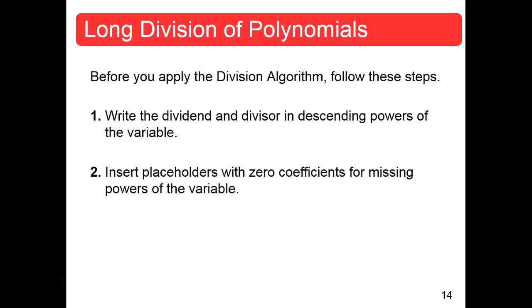Now, what I said already, here they're saying now. Before you apply the division algorithm, follow these steps. Before you do long division of polynomial functions, do these two things. Make sure the dividend, the big one, f of x, and the divisor, the little one, are in descending powers of the variable. Okay? 3, 2, 1, 0, blast off, whatever. Also, if you're missing a power, insert a placeholder with 0 coefficient for the missing powers, because you've got to account for every power. And we're going to see an example of that coming up really soon.